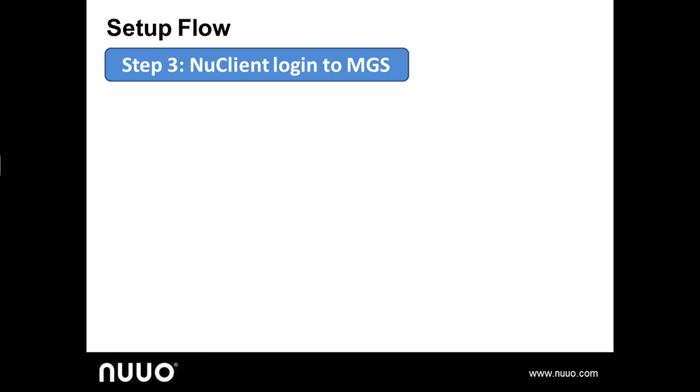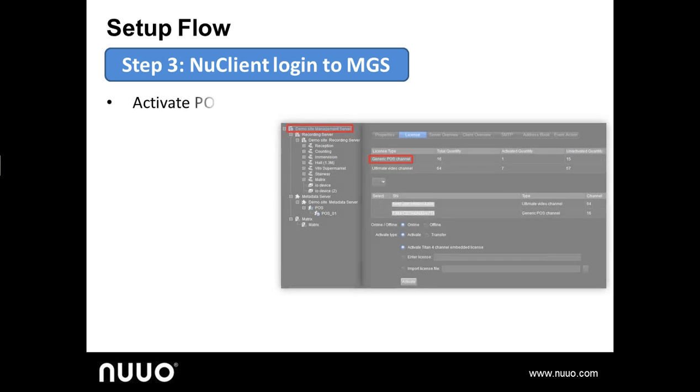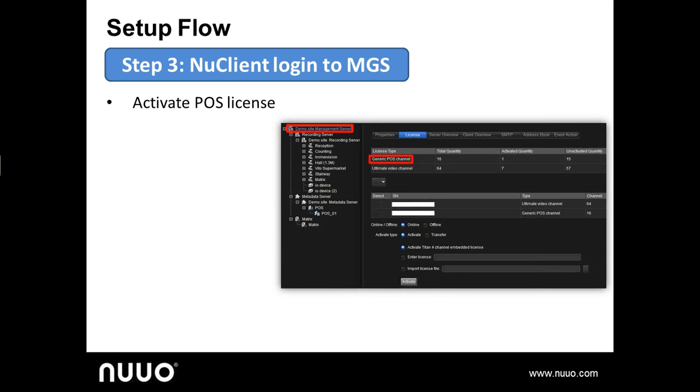On the last step, we have to log in management server through new client to configure metadata server. First of all, activate the POS license into management server, or the metadata function cannot be configured. One POS license could activate one POS device. We also could find that the license status is activated or not.